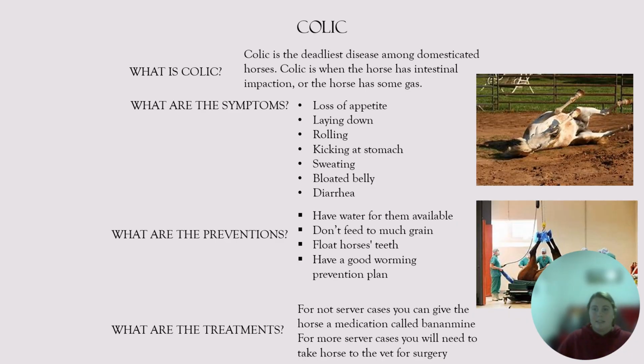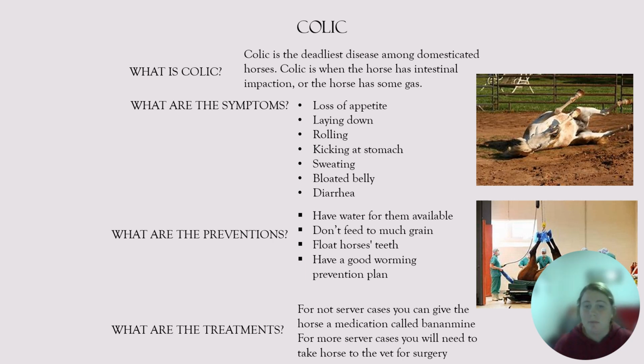All right, the next disease is colic. Colic is the deadliest disease among domesticated horses. Colic is when the horse has an intestinal impaction or a little bit of gas that they can't release. This is a disease that we see a lot in show horses, horses that you have as pets. This doesn't happen as much in wild horses, but for sure in domesticated horses.